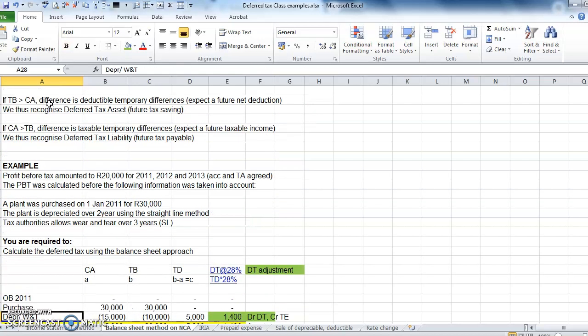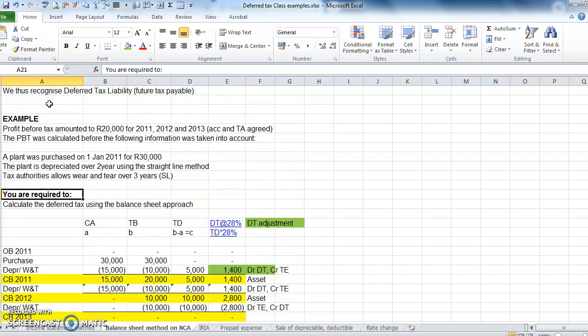So in this example, our profit before tax was 20,000 for 2011, 2012, 2013. The profit before tax was calculated before taking the following information into account. A plant was purchased on the 1st of January 2011 for 30,000. The plant is depreciated over 2 years using the straight line method, so that's for accounting purposes. And then the tax authorities allow a wear and tear over 3 years, on a straight line basis.